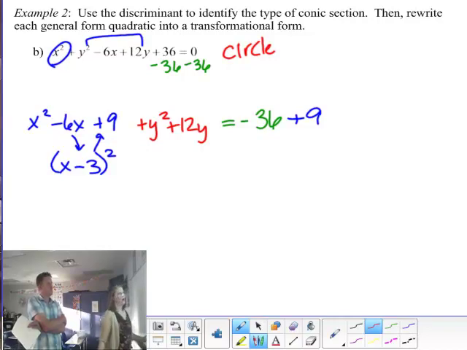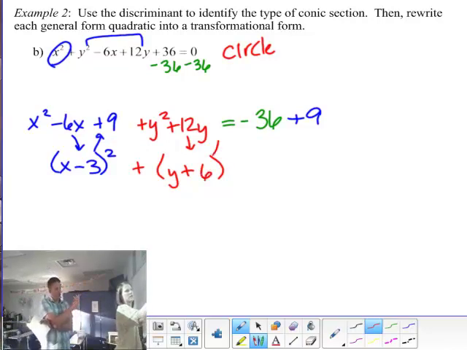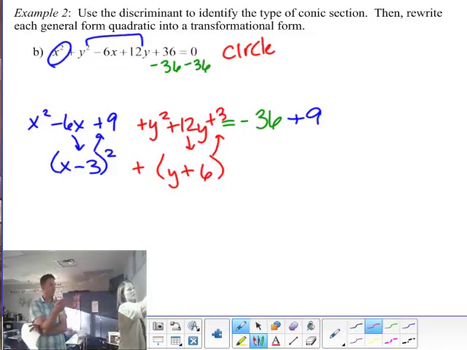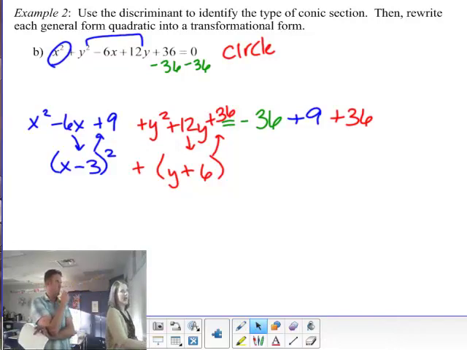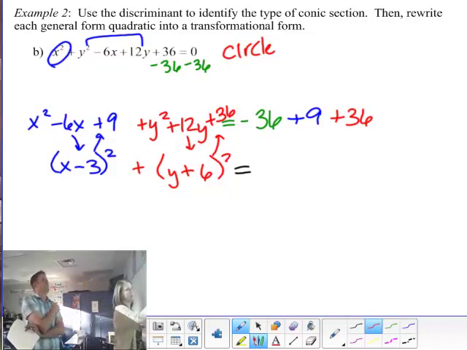When we look at the y, the b value is 12. We're going to divide by 2, and it's positive 12, so dividing 12 by 2 gives us a 6. Then squaring it means that we have to add a 36 to both sides. From the red part of the y, we have to add a 36, and from the blue part of the x, we had to add the 9. Now we do need a square on that, don't we? Let's do that.